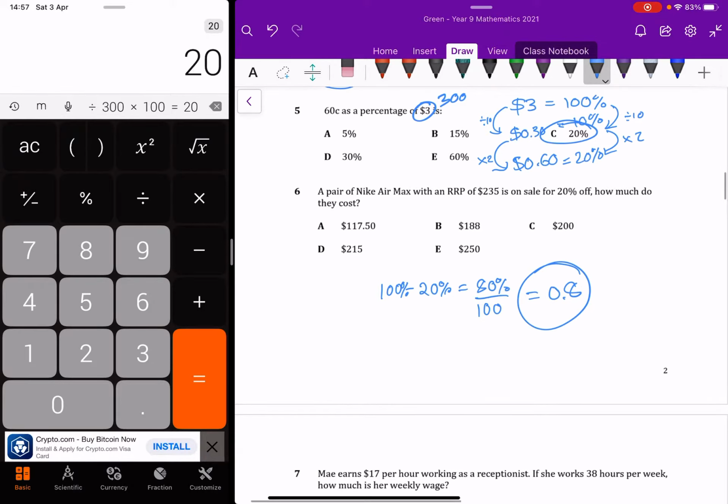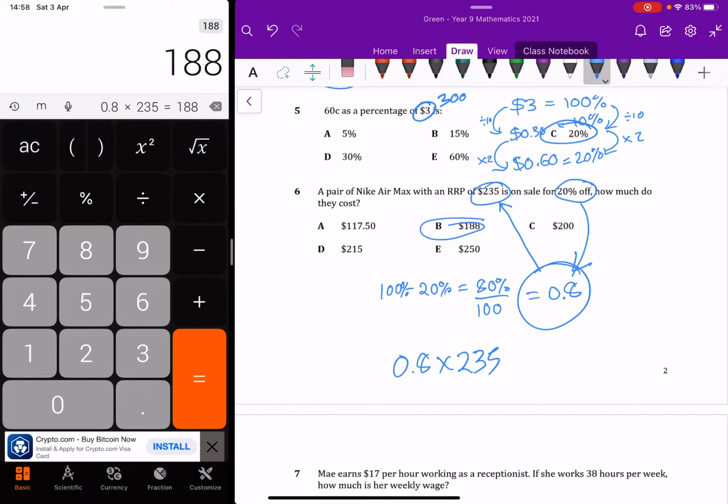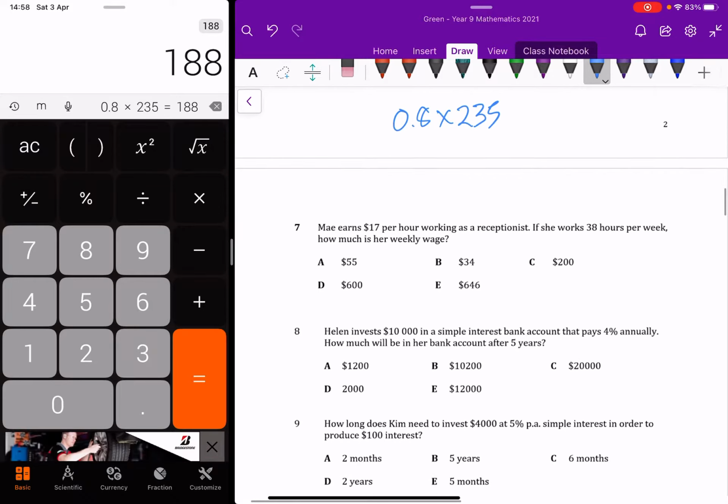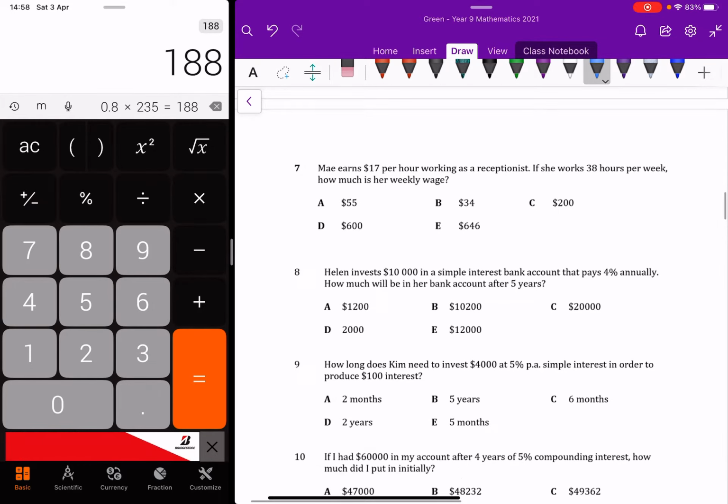So all we now do is we do our 0.8. So this is how we work out 20% off. And then we do this times by our 235. So 0.8 times by 235 will give us our answer of 188. All right. So the other way that you could do that, obviously, is you could work out 10%, times it by 2, take it off. There's lots of different strategies to find your way to the answer on this. If you want a few more, obviously, come and chat to me.